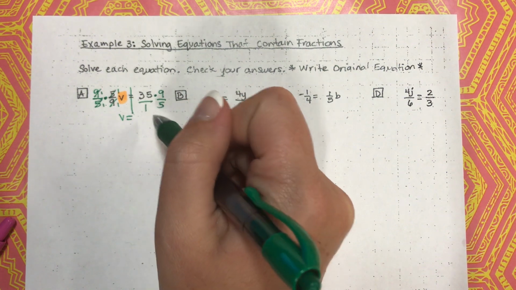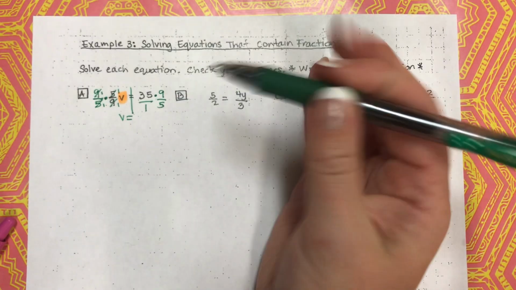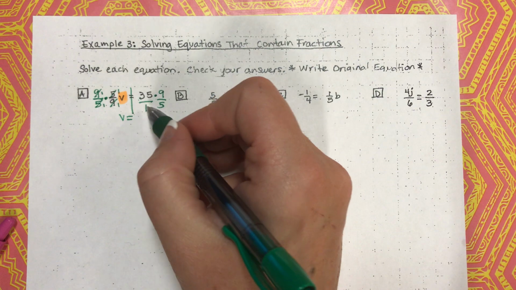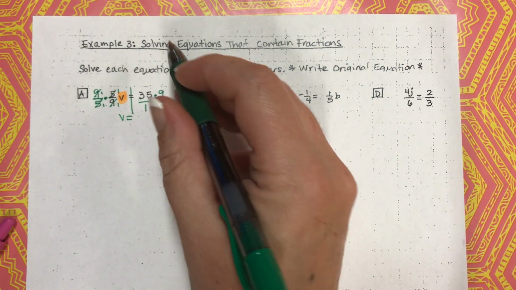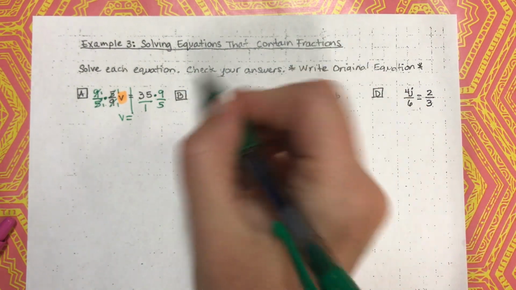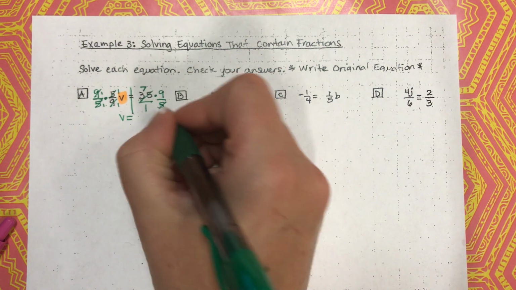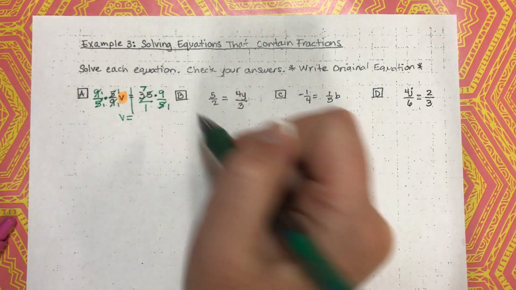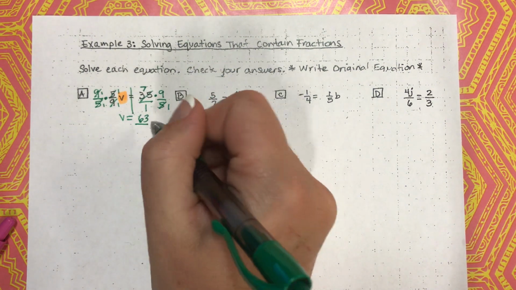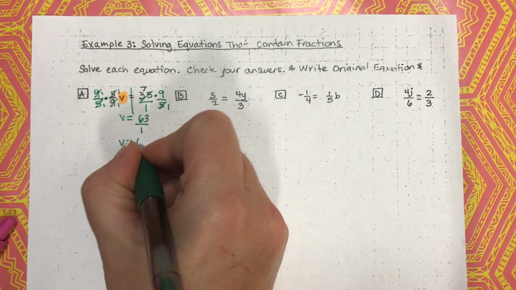35 over 1 is the same thing as 35. Whenever we're multiplying, we always look to cross cancel first. So 1 and 9, there's nothing we can cancel, since 1 is already in lowest terms. But what about 5 and 35? Is there a number that can go into both of those? Yeah, 5 can. 5 goes into 35 7 times, and 5 goes into 5 1 time, and then we just multiply across. 7 times 9 is 63 over 1 times 1, which is just 1. So we end up with V equals 63.